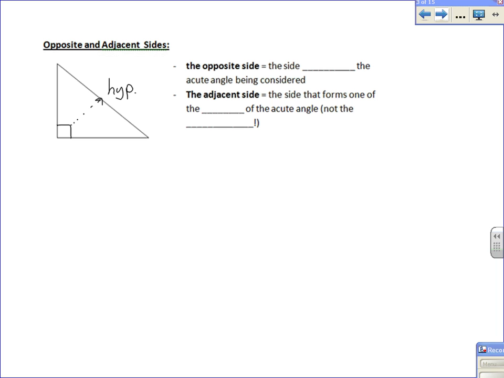The other two sides have names as well. When we label the other sides of a triangle, we have to label them in reference to one of the angles in the triangle, one of the other two angles that is not 90 degrees. Let's say, for example, that we're interested in this angle right here. Whenever we're labeling the sides of a triangle, we always label them relative to some angle that's being considered. So for this one, theta is the angle of interest, or the angle that we are considering.